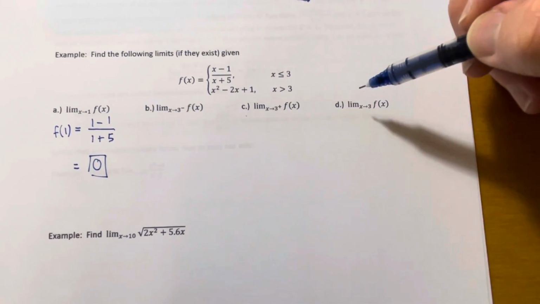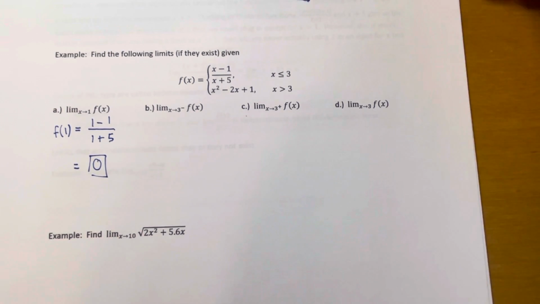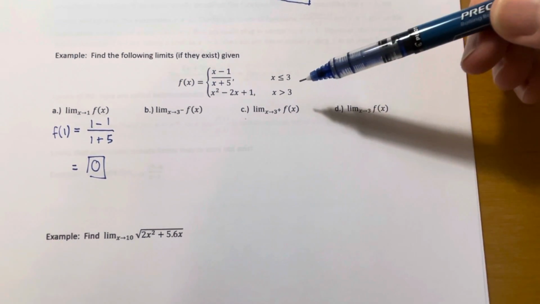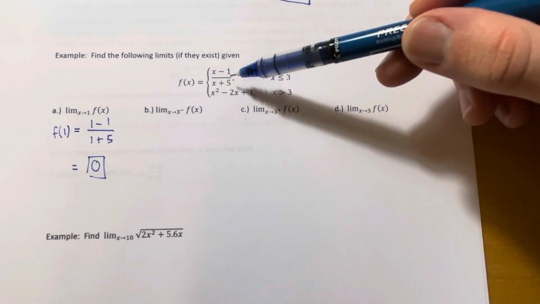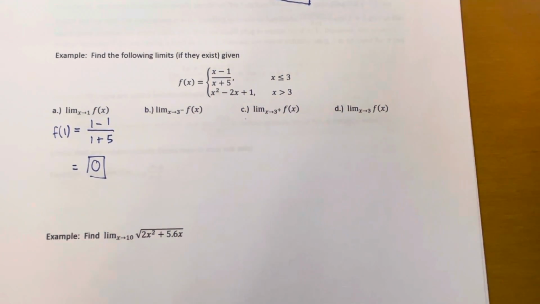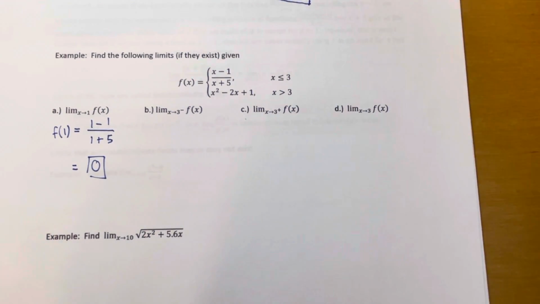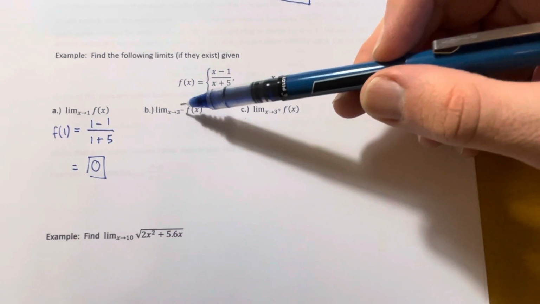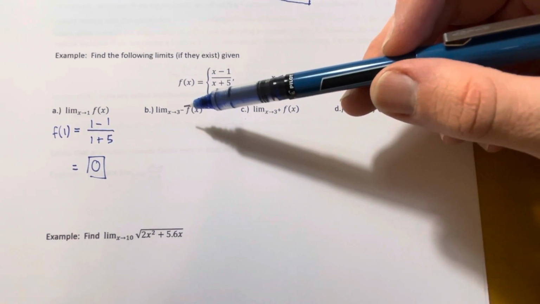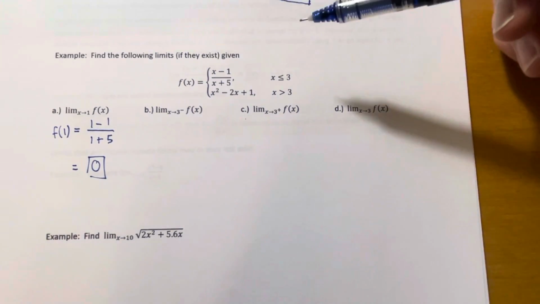The next 3 limits all concern x approaching 3, and you can probably see why I chose that, because 3 is the number where our function changes from one piece to another. So funky things can happen in piecewise functions at these boundary numbers, if we want to call them that. So first, I'm looking at a one-sided limit. The limit as x approaches 3 from the left. That's what that minus sign represents.